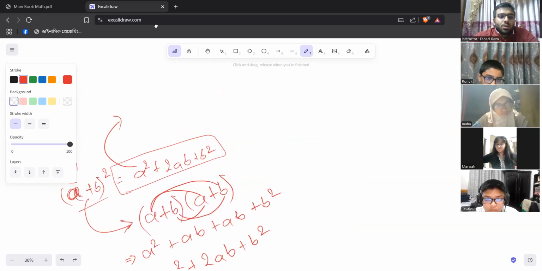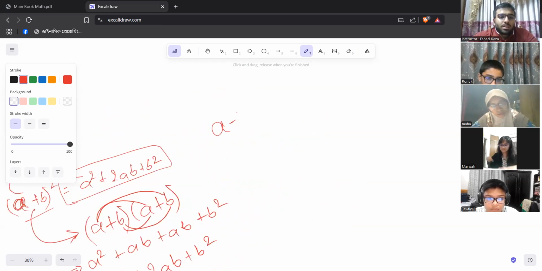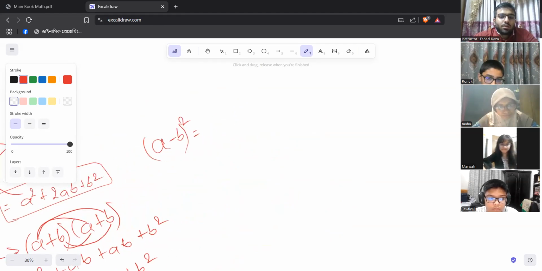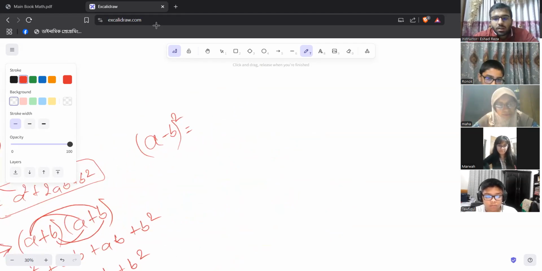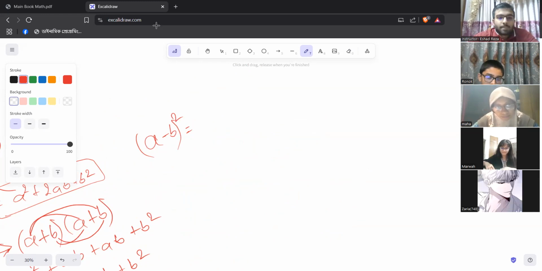And your whole chapter is based on these two formulas, A plus B whole square and A minus B whole square. So can you tell me what the formula for A minus B whole square is? A square minus 2AB plus B square. Yeah, A square minus 2AB plus B square.